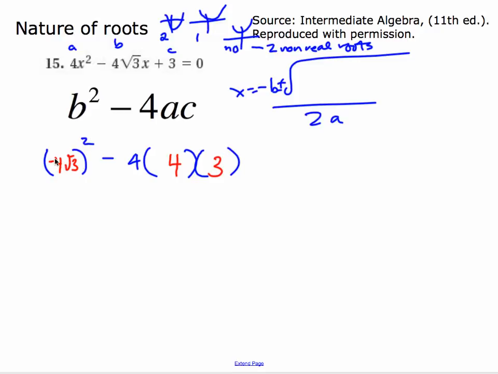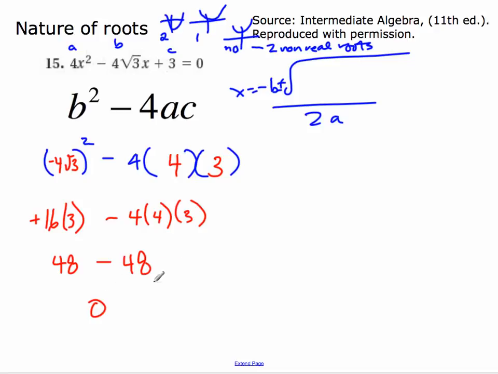Okay, so a negative squared would be a positive. 4 squared would be 16. And root 3 squared would be 3. Minus 4 times 4 times 3. So 16 times 3 is 48, minus 4 times 4 times 3, oh, that's 48 too. So 48 minus 48 is 0. Therefore, this is our discriminant.